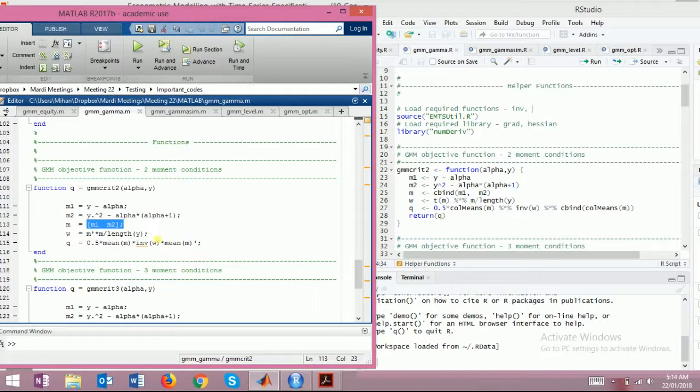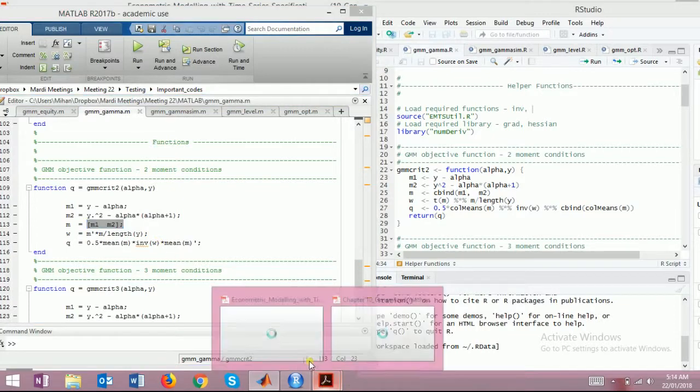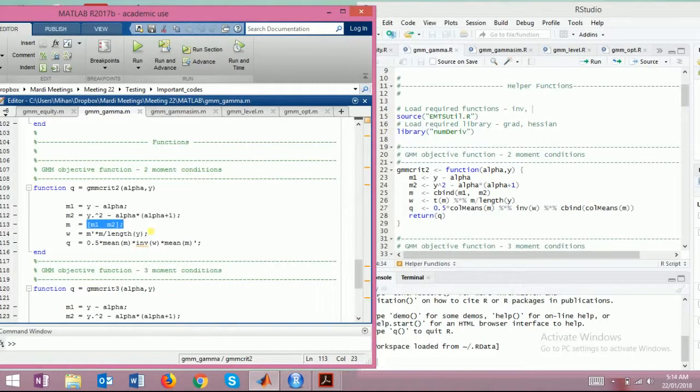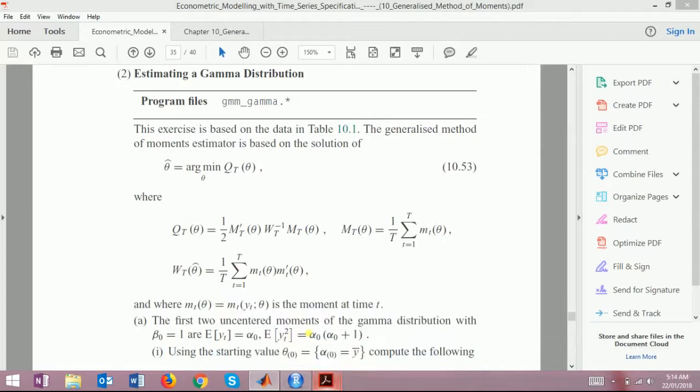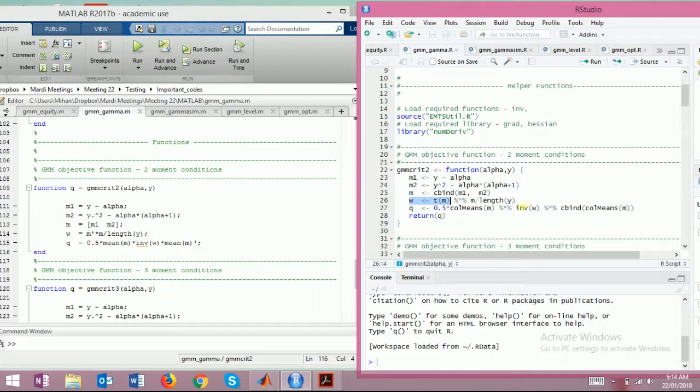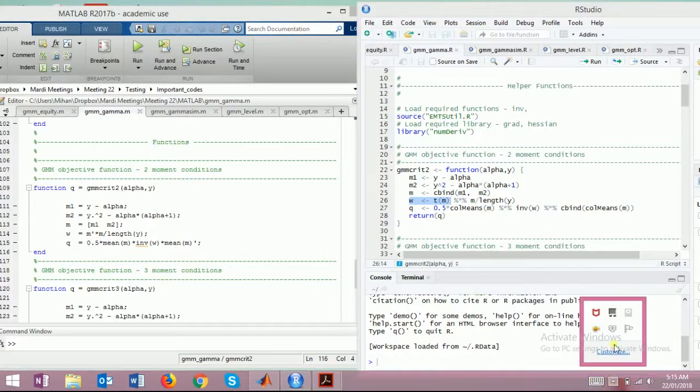Now the weight matrix is simply the mean of the M transpose decomposition, M transpose M divided by the length of Y. And Q is half the mean of M inverse of W. This is the Q equation: 0.5 times column means of M inverse of omega, then column means of M.